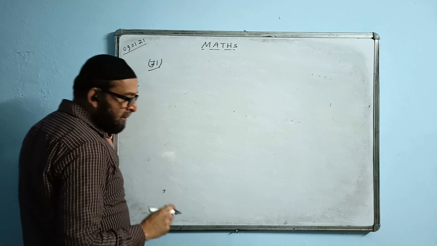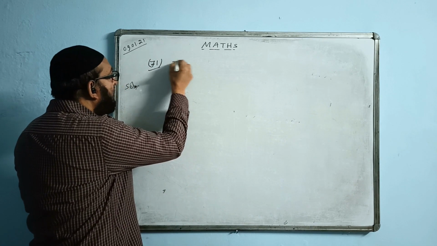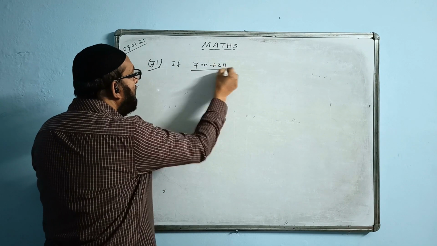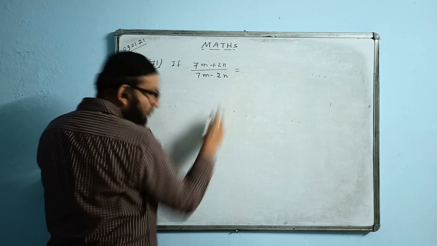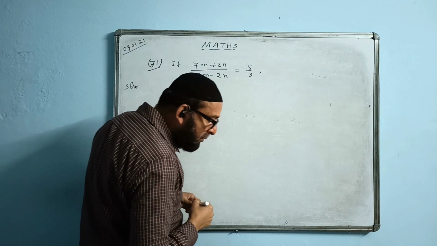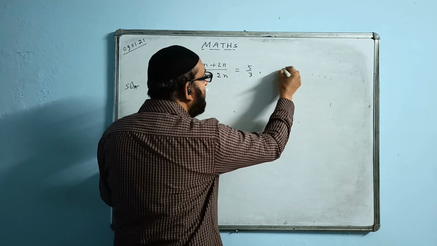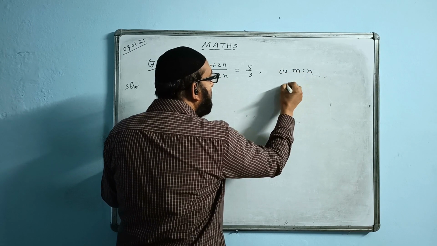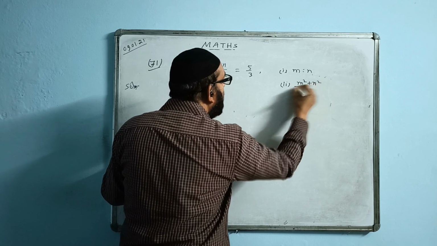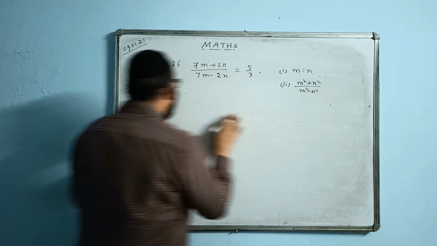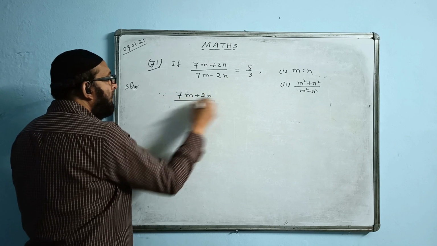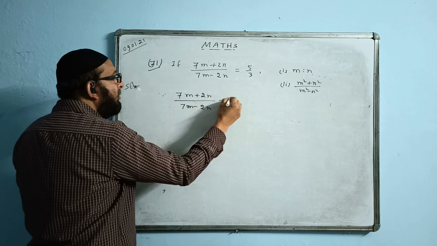See your mistake. The question says, if 7m plus 2n by 7m minus 2n equals 5 by 3, using the proportion, find number one, first thing you have to find is m is to n, and second thing which you have to find is m squared plus n squared by m squared minus n squared. Okay. First we write down what's been given: 7m plus 2n by 7m minus 2n is equal to 5 by 3.